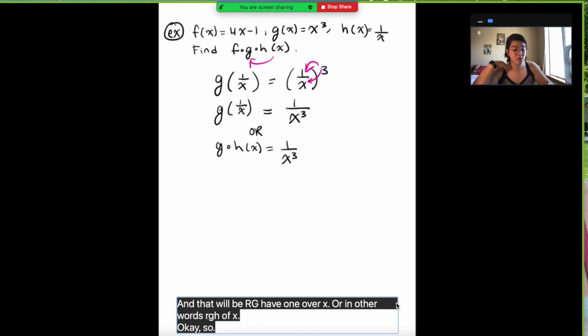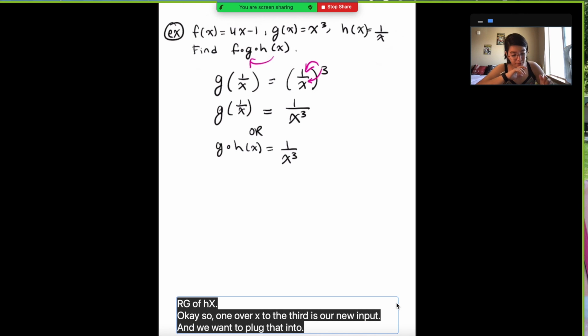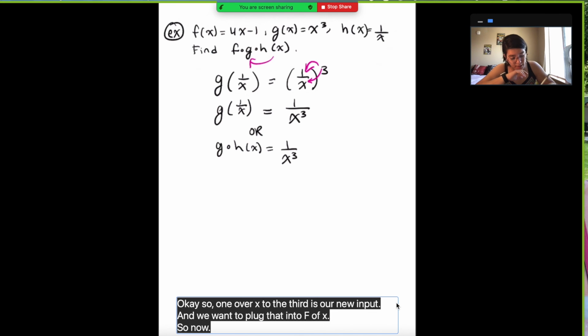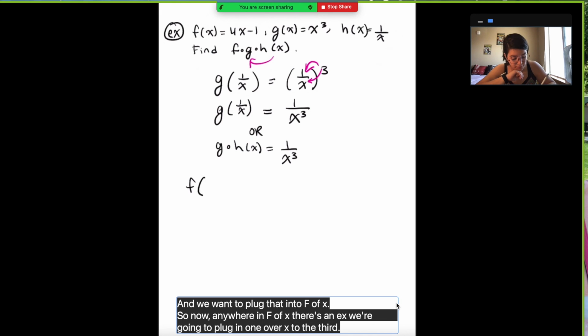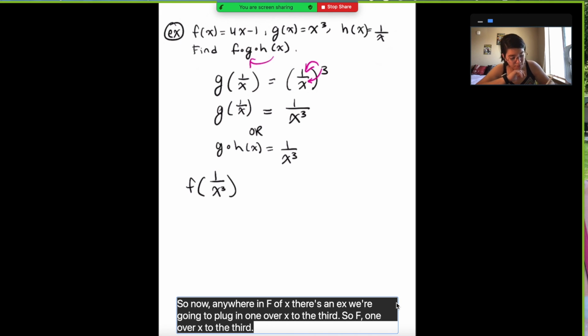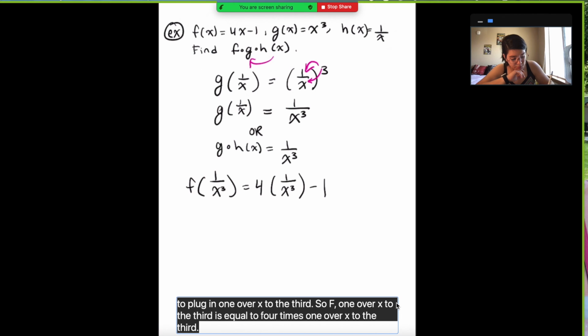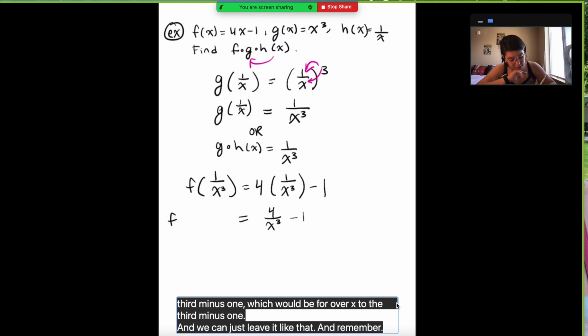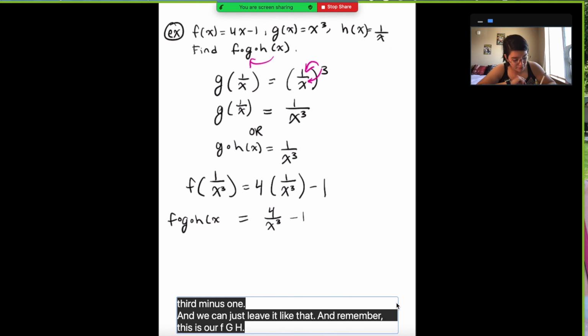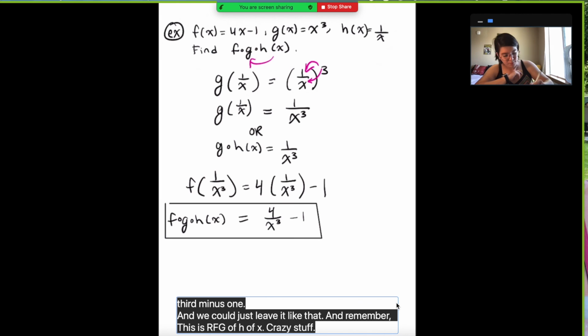Okay, so 1 over x to the third is our new input, and we want to plug that into f of x. So now, anywhere in f of x there's an x, we're going to plug in 1 over x to the third. So f of 1 over x to the third is equal to 4 times 1 over x to the third minus 1, which would be 4 over x to the third minus 1. And we could just leave it like that. And remember, this is our f of g of h of x. Crazy stuff, but nothing you can't handle.